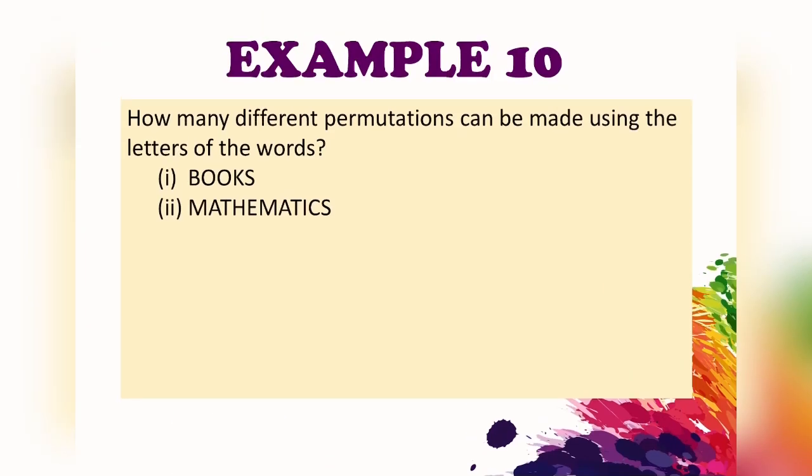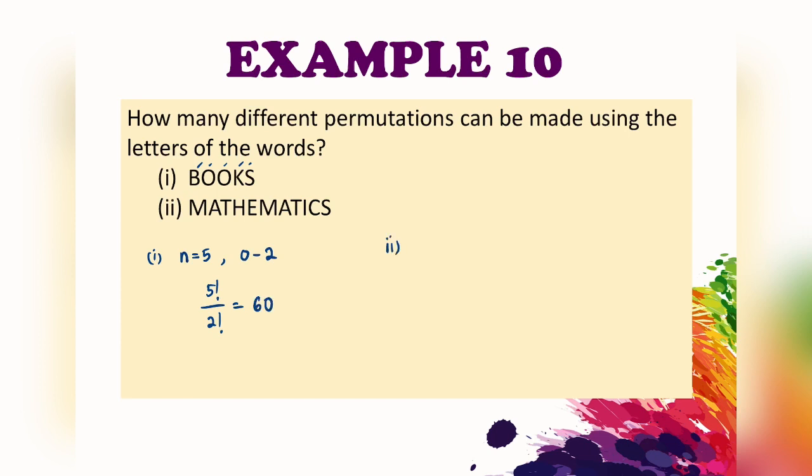Example 10. How many different permutations can be made using the letters of the words "books" and "mathematics"? For "books", we have 1, 2, 3, 4, 5, so n equals 5, and we have the letter O twice. So the number of arrangements will be 5 factorial divided by 2 factorial, and the result will be 60.